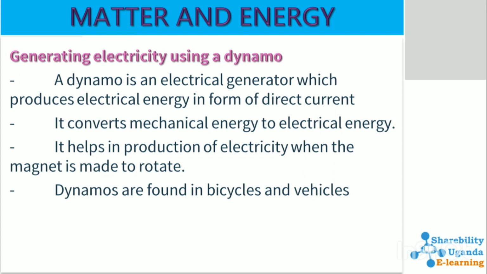Remember, when the magnet rotates, it generates current, and when current is flowing, it generates a magnetic force. So they work simultaneously like that. Dynamos are mostly found on bicycles and vehicles. They are used to produce energy that charges the batteries in vehicles, and in vehicles they are called alternators.